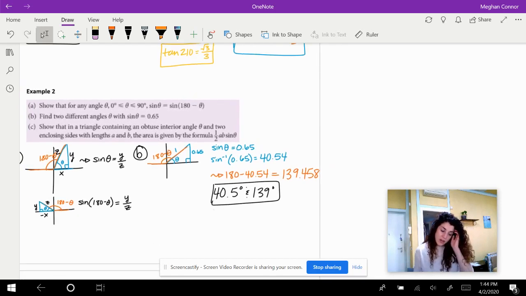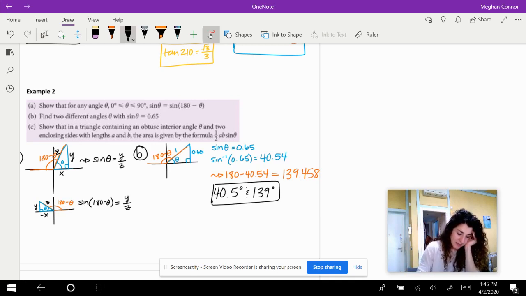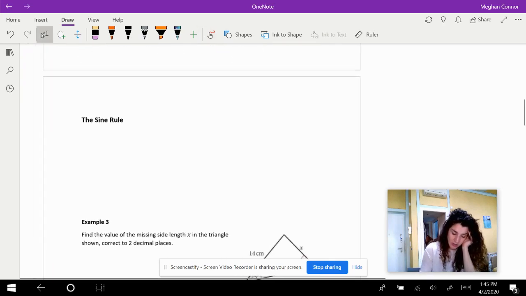Show that in a triangle containing an obtuse interior angle theta and two enclosed side lengths A and B, the area is given by the formula 1/2 AB sine of theta. Let's not do that one. I don't think that's important. And I would like to move on so you don't have to take up all of class today doing notes.